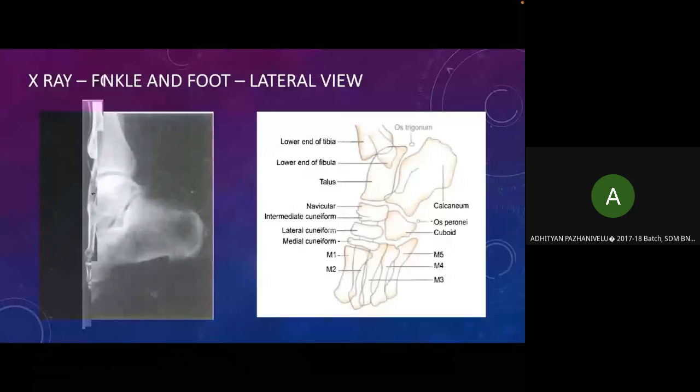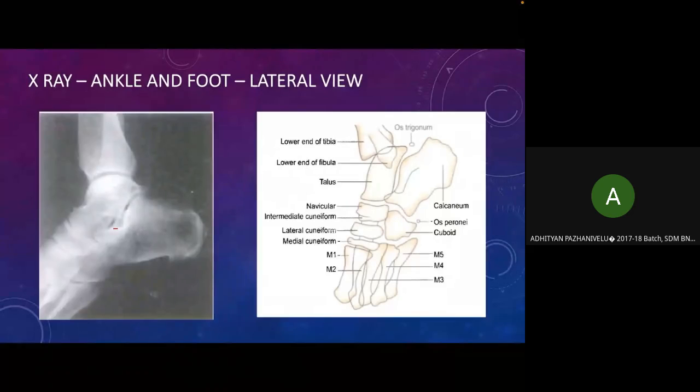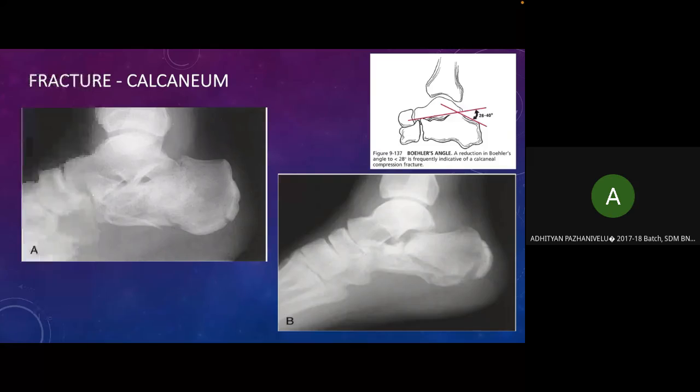This is another lateral view where you can see the calcaneum, the talus, and the lower end of the fibula, and the same bones which we saw in the AP view. This is a calcaneum fracture.